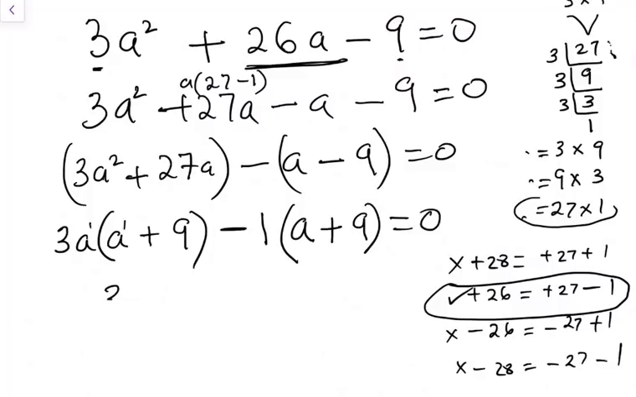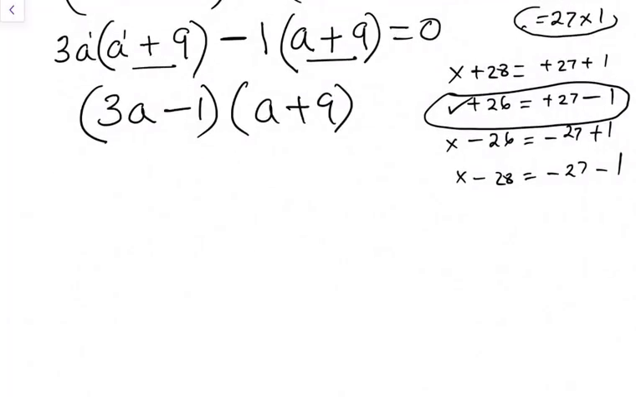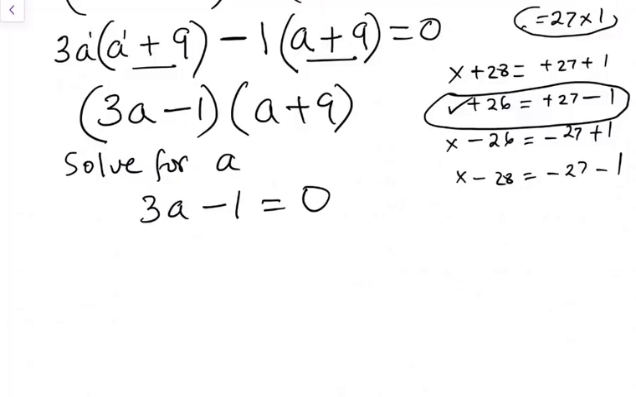So we want to take just one of these factors of 3a, a plus 9. So we have 3a minus 1. And then we have a plus 9. Now we can solve for a. So let's take them one at a time. So solve for a. So we have 3a minus 1 equals 0. Because we want to separate this minus 1, we'll say add 1 to both sides. And if we do that, this will be 3a is equals to 1. Because minus 1 plus 1 on the left hand side will be 0.